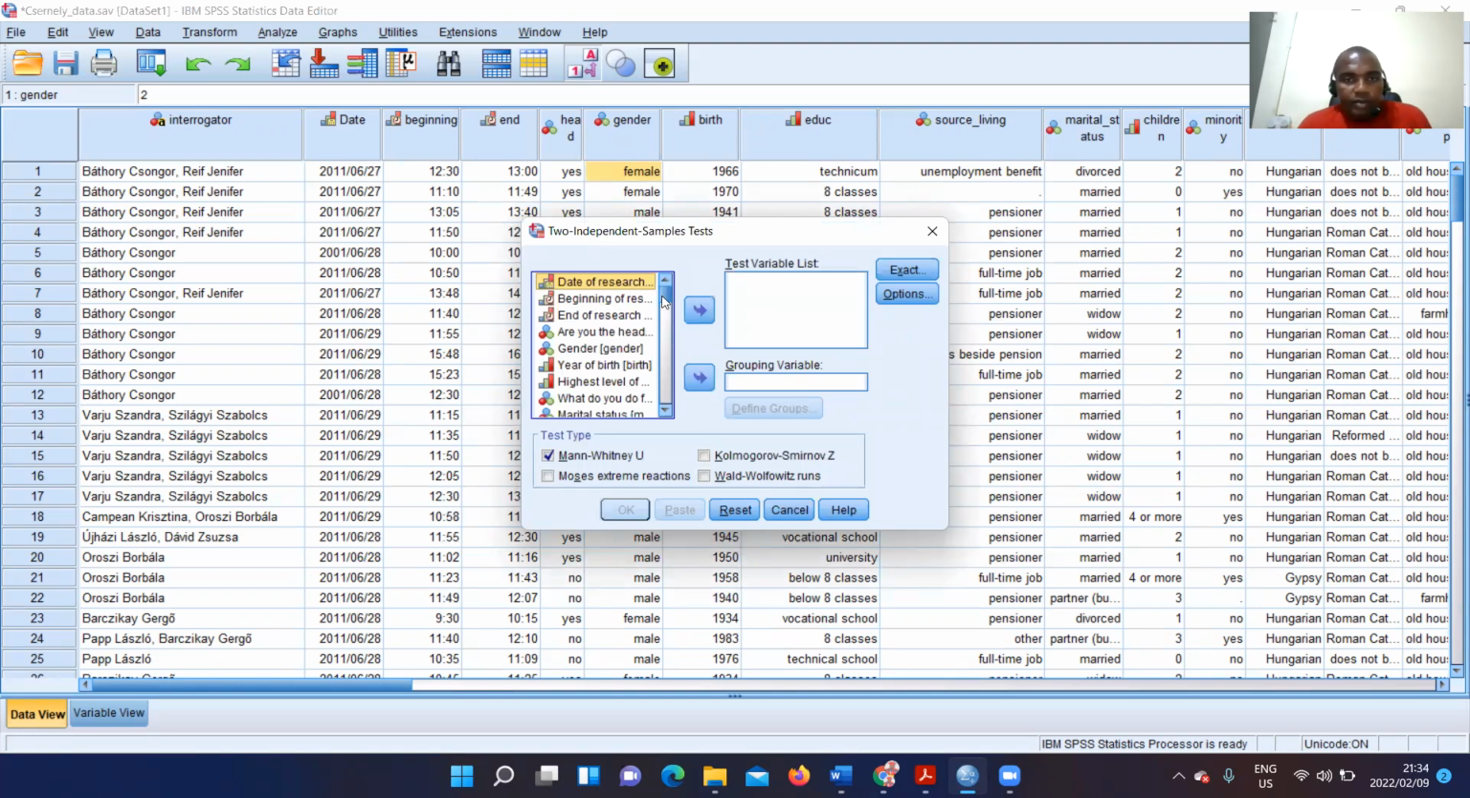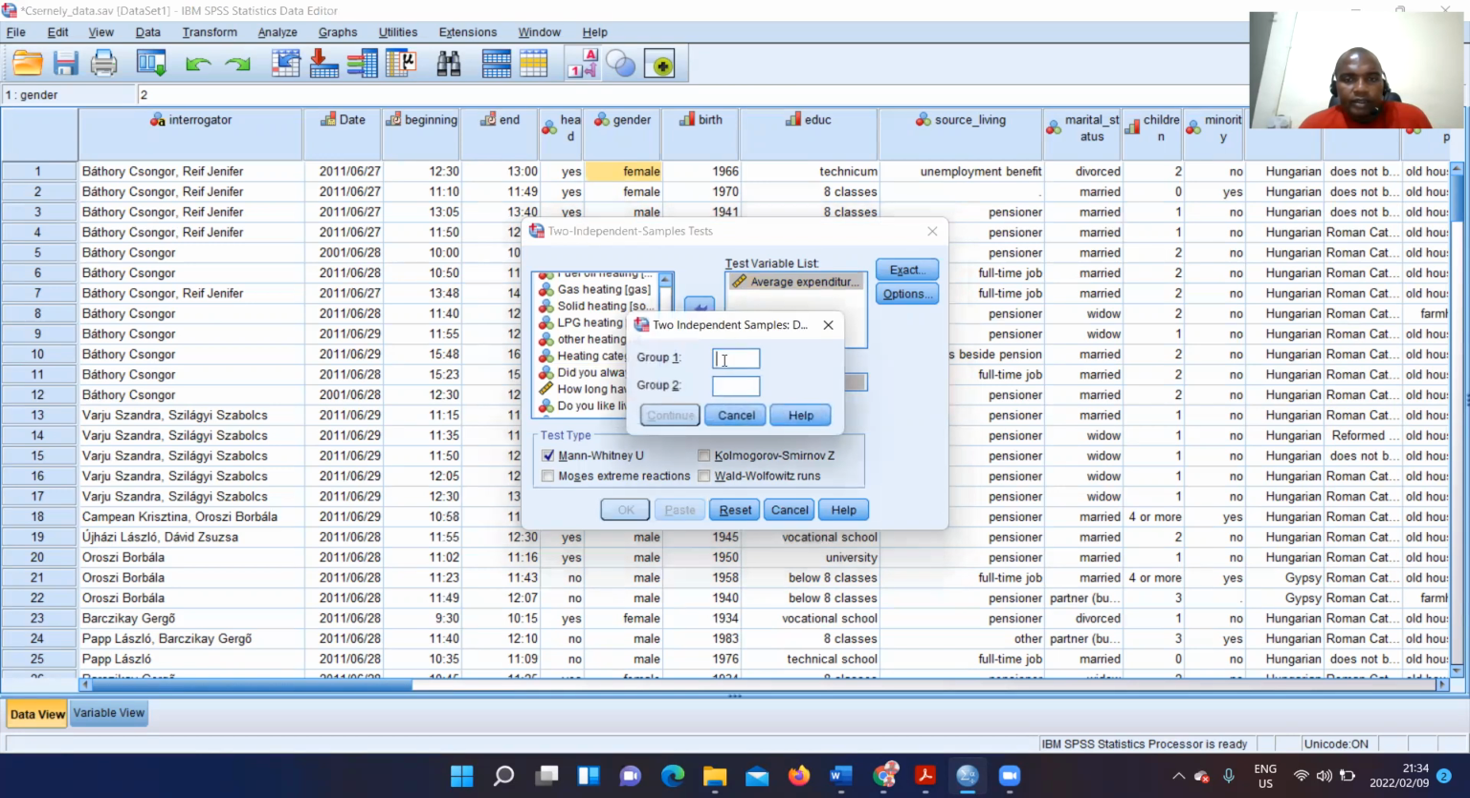The test variable is clearly average expenditure on heating. And then the grouping variable is the type of heating, which is gas or solid fuel: 1 for gas and 2 for solid fuel.